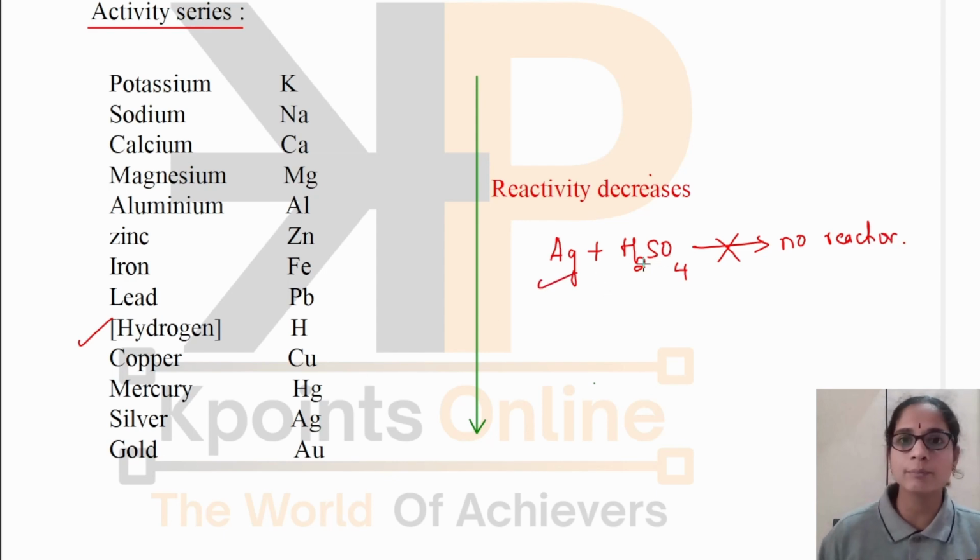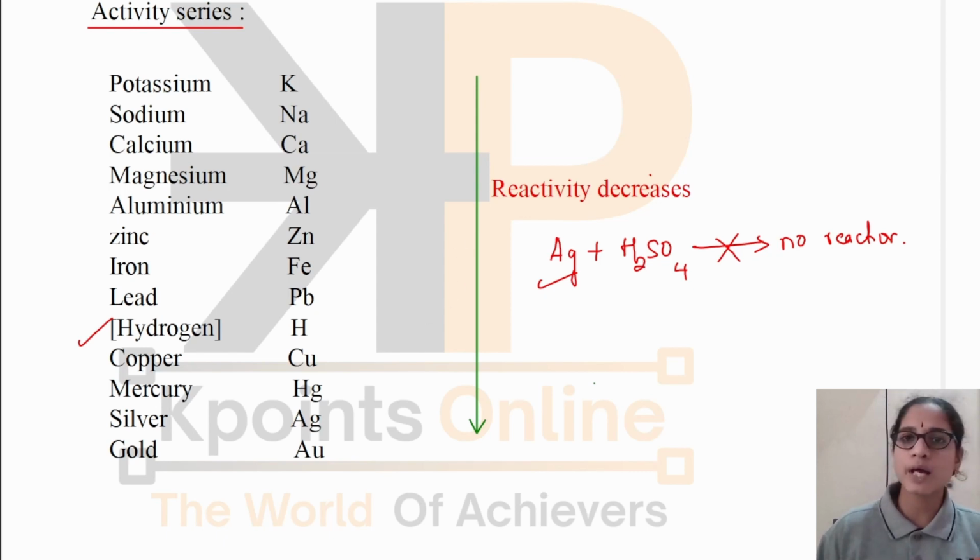You have to remember this activity series because it is applicable for displacement reactions that you studied in chapter 1. It is applicable here also when you study the reaction of metals with acids. It is also applicable for metallurgical processes. So you have to remember this activity series without fail.